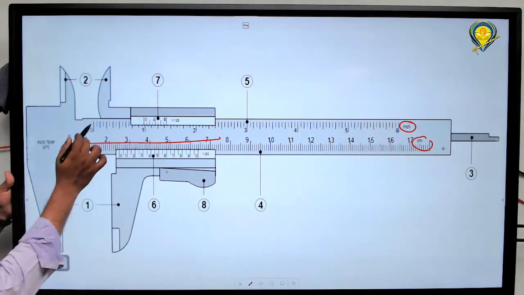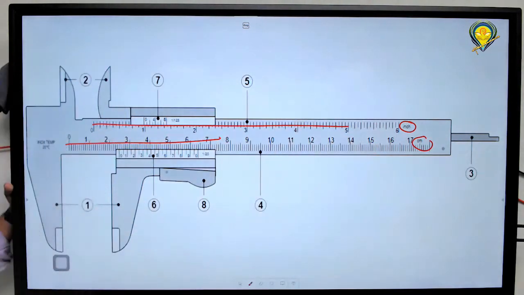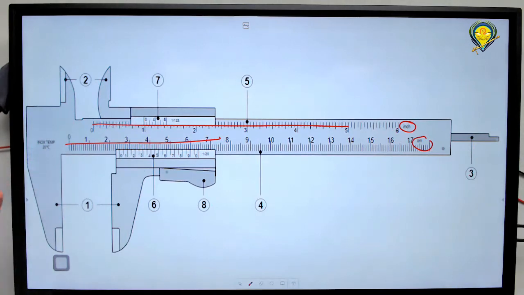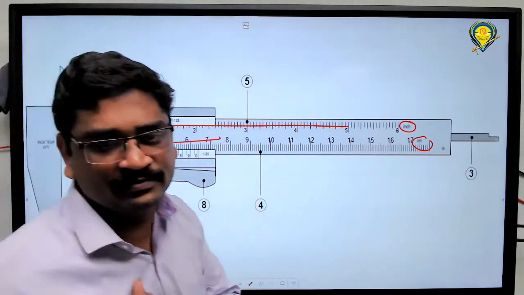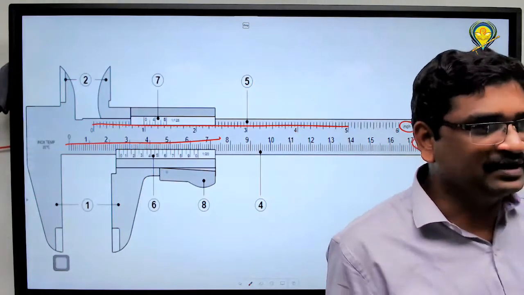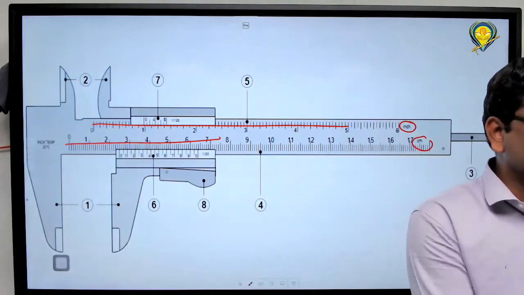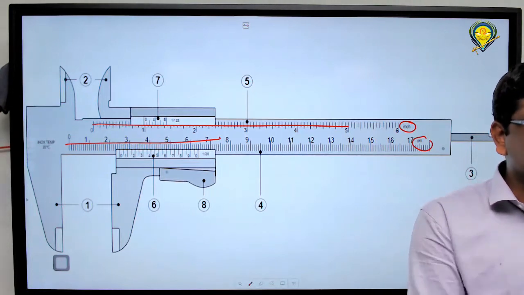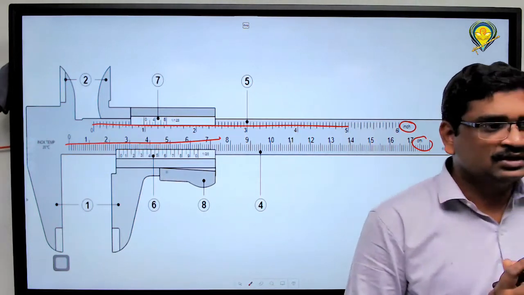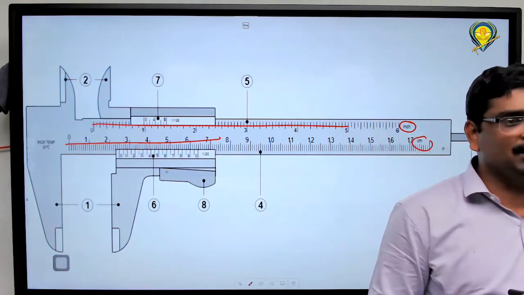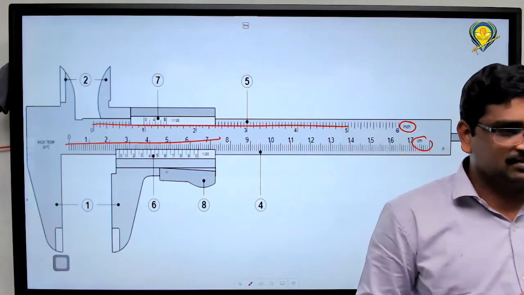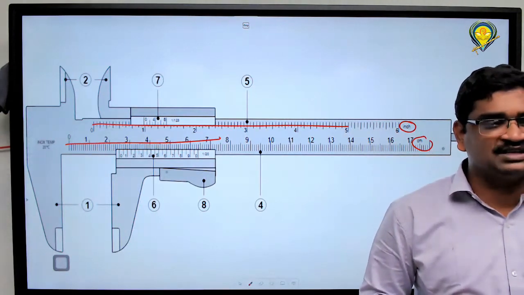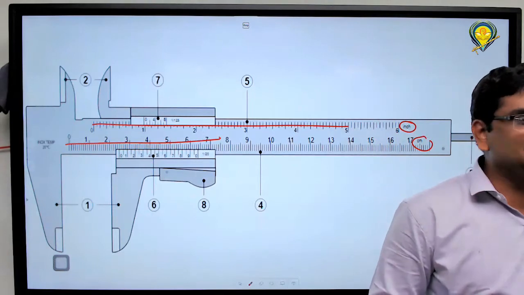Now what about these readings? These are in inches. These are in centimeters. Now, what is the least possible value in a normal scale? What is meant by least count? The least possible value measured by that particular instrument is called least count.